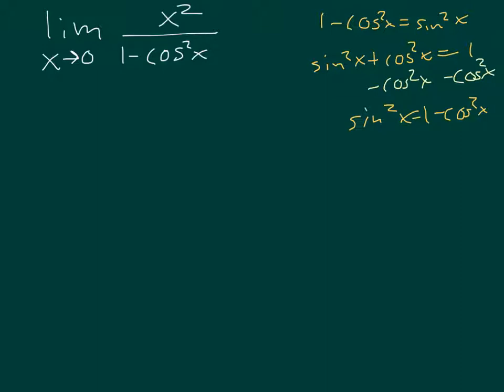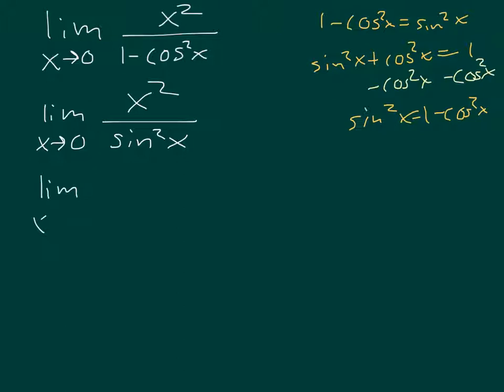So I went ahead and said, alright, well then that's the same thing as the limit as x approaches 0 of x squared over sine squared x. Now I think that I made a mistake in doing that, because when I do this, I can rewrite this as the limit as x approaches 0 of x over sine x times x over sine x.